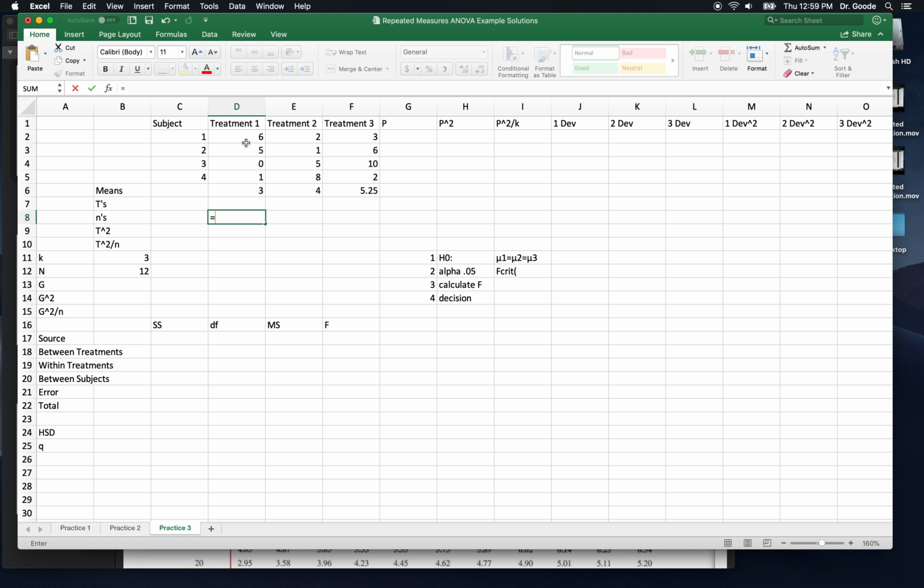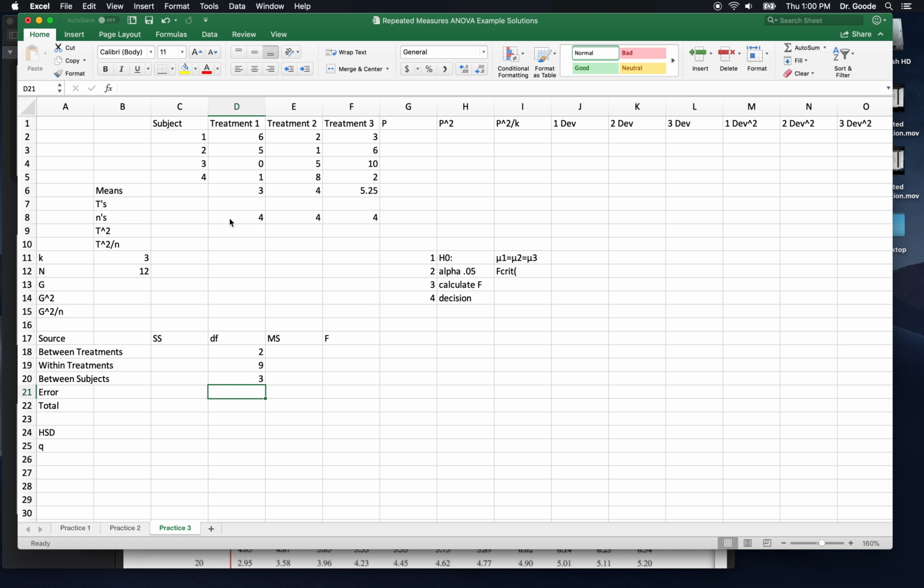It's equals count for, or between subjects. I only need one of them, but I'm going to do it for all 3 groups because I need it later when we do our t squared over little n. So let's move this down here and do degrees of freedom between treatments. Degrees of freedom between treatments is K minus 1. Within treatments is big N minus K. And between subjects is little n minus 1.